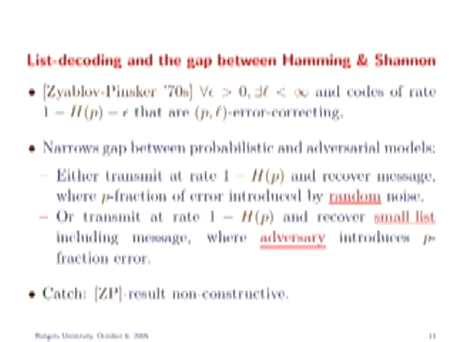The probabilistic model allows you to flip a p fraction of the bits, but they have to be independent and random. The adversarial model allows the adversary to pick the p fraction of the bits to flip. The rate you can get in both cases is 1 minus the entropy of p. In this case, you will be able to recover the message uniquely, but you have to trust that this model of errors was very good.